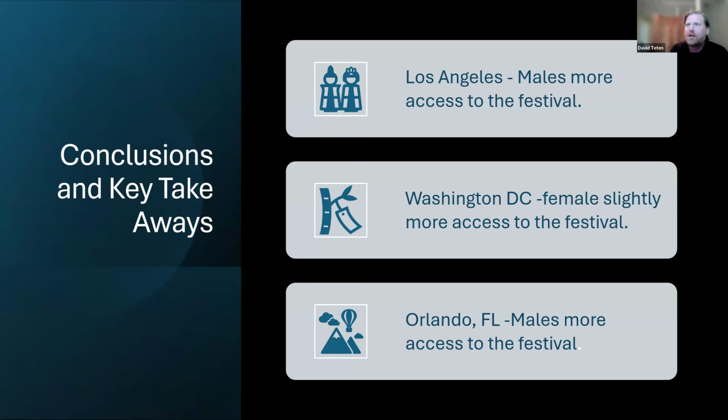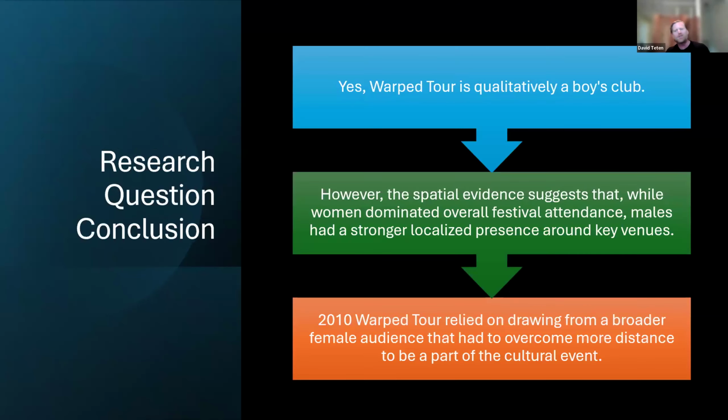the general conclusion based on all of them was still that males had more access to these. So, let's answer the research question. Yes, the Warped Tour is qualitatively a boys' club. The performers were men, the athletes were mostly men. However, 18% of the performers were eventually females in the later years of the festival.